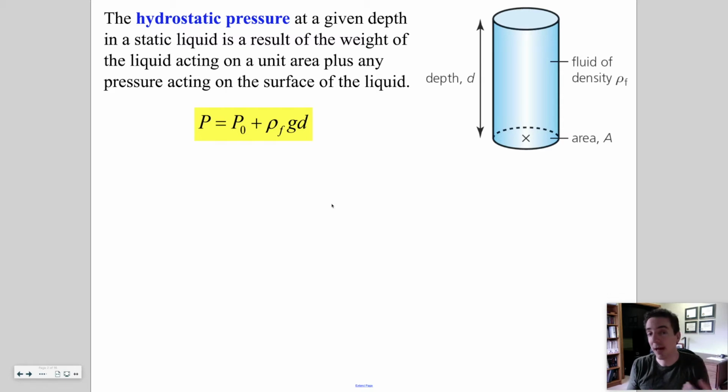The hydrostatic pressure, so we've got, let's say, water, for example, at a given depth in a static liquid, in other words, it's not flowing, is a result of the weight of the liquid acting on an area, so area A right here, plus any pressure acting on the surface of the liquid. Here we've got a formula. I thought about maybe deriving this for you in this video, and I would normally do that in class, but this video is going to be long enough as it is, and there's also a really good derivation of it in the textbook as well. So we're going to leave it there.